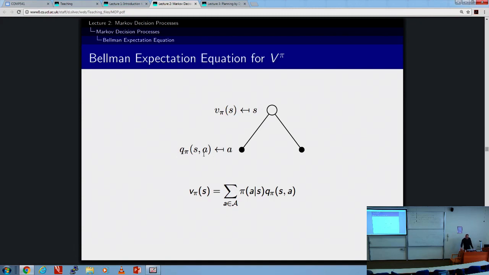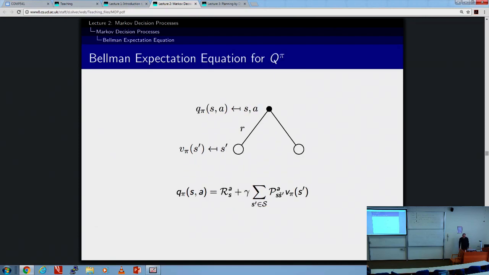This whole thing means that V and Q have to be consistent with each other. This consistency is given by this equation. V of S has to be a sum over all the possible actions, the probability of taking that action, and then the Q value of that state-action pair. Any questions? This is the consistency.